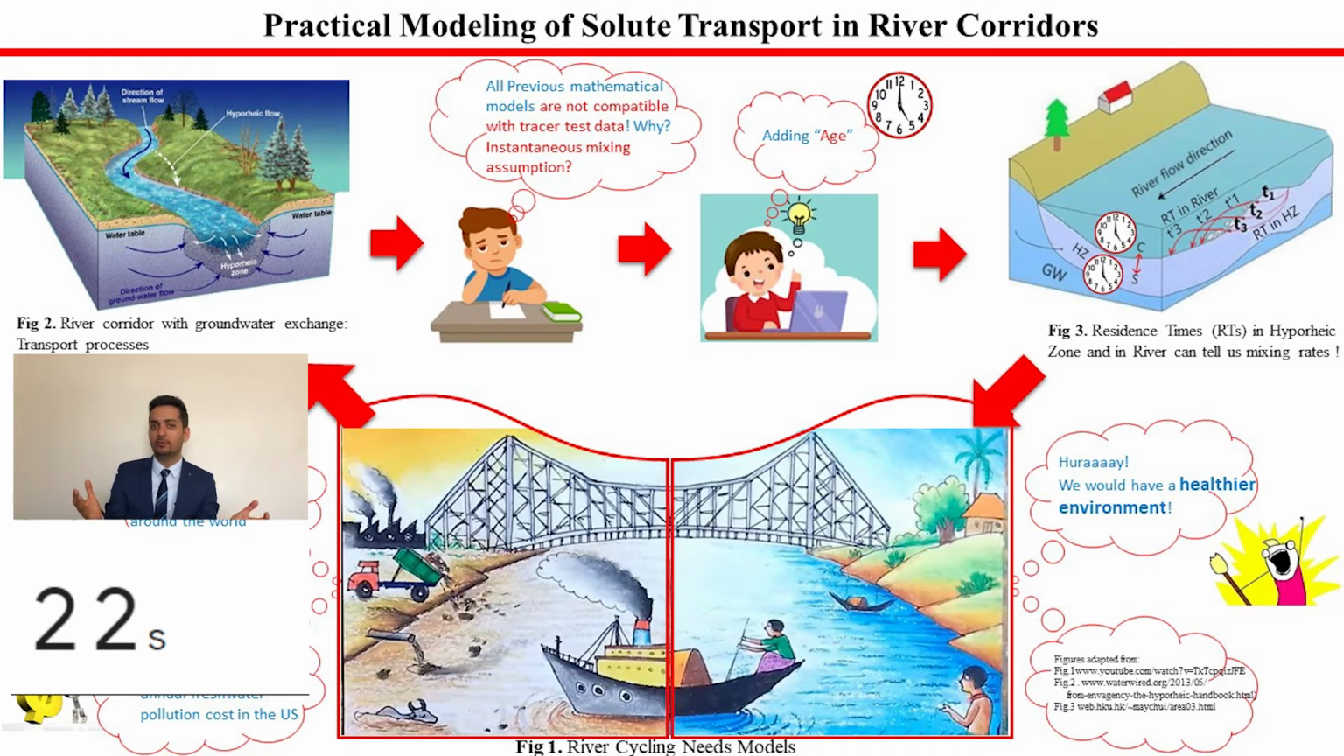What would be the benefits of that? If I could find that model, we would be able to manage contaminated rivers more precisely than before, and in a way that is compatible with tracer test data. Therefore, we would have a healthier environment, as you can see on the right side of figure number 1.